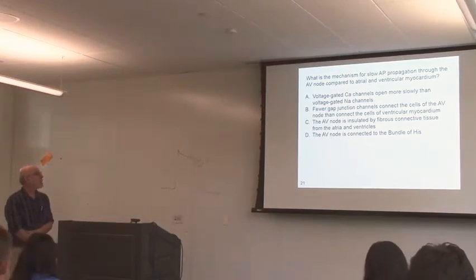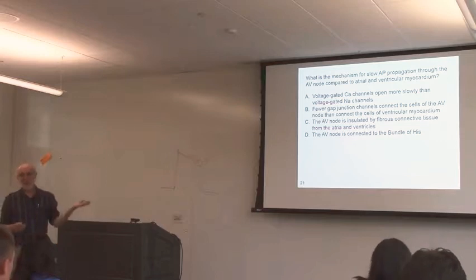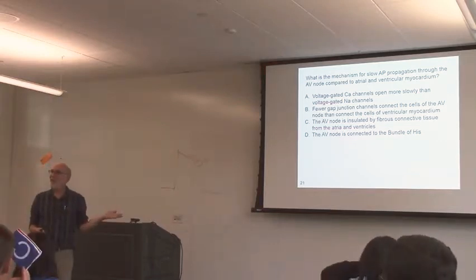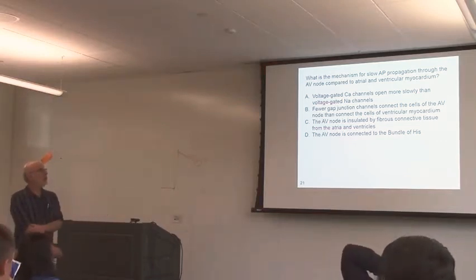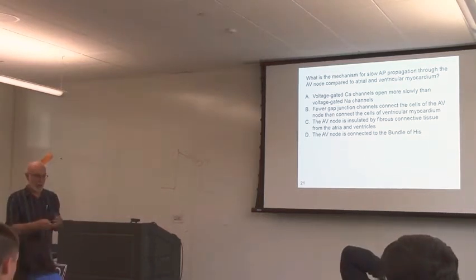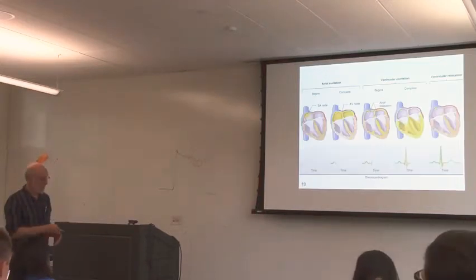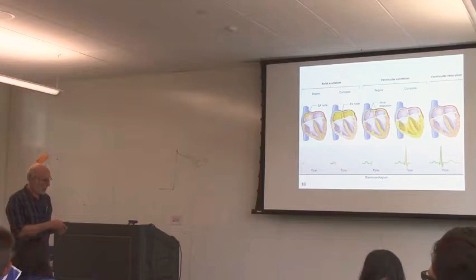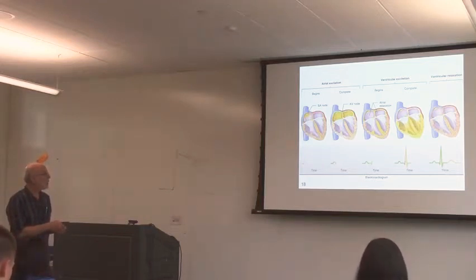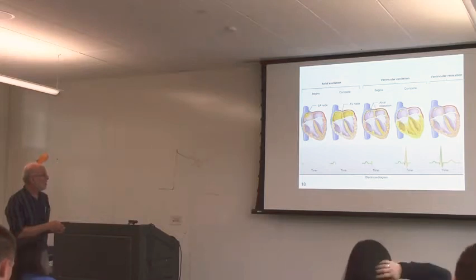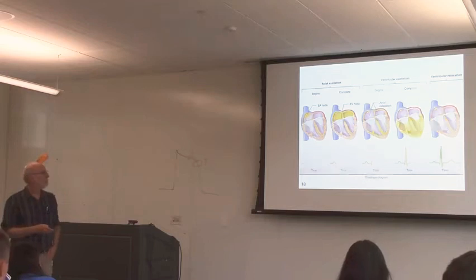Okay, what is the mechanism? So now, actually, this question gave you the answer to the previous one. What is the mechanism for slow action potential propagation through the AV node compared to atrial and ventricular myocardium? So basically, we're talking about what is the mechanism for slow conduction through the AV node compared to fast conduction throughout the atria and fast conduction throughout the ventricles?